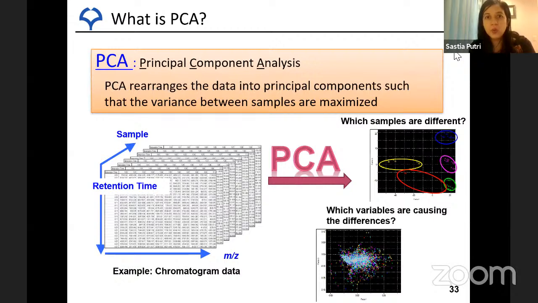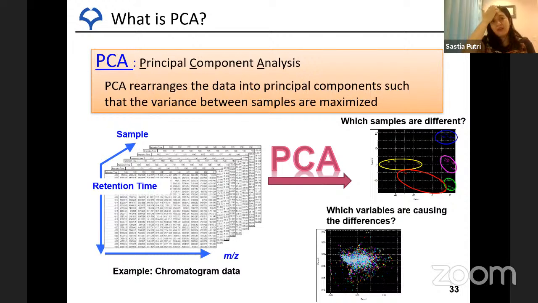Okay, so for the principal component analysis, this is the most commonly used unsupervised analysis, where the PCA rearranges the data into principal components such that the variance between samples is maximized. So we would like to see what would be the greatest factor that separates our samples non-biasedly. So this is by looking at what kind of samples have the largest variance with each other. That's how we discriminate or differentiate samples.